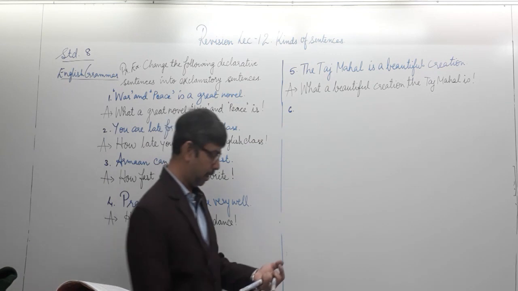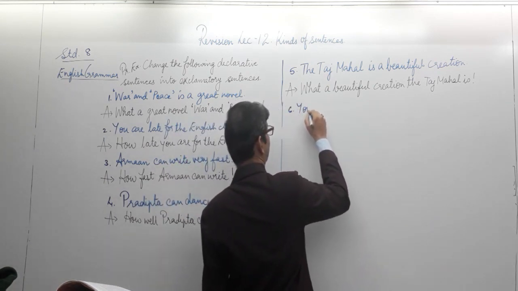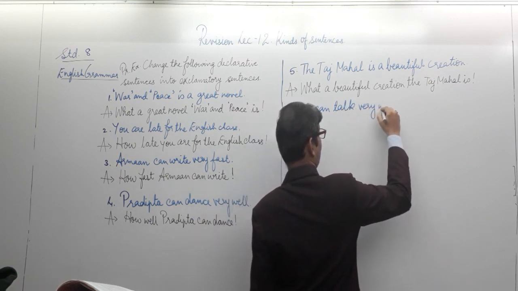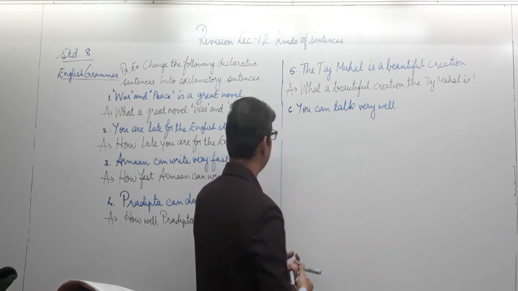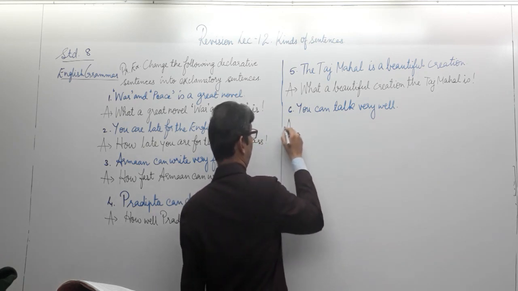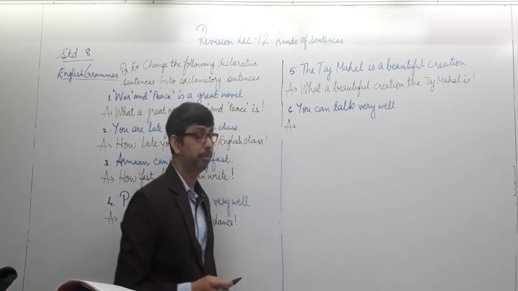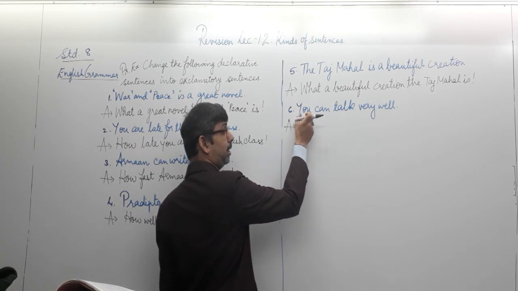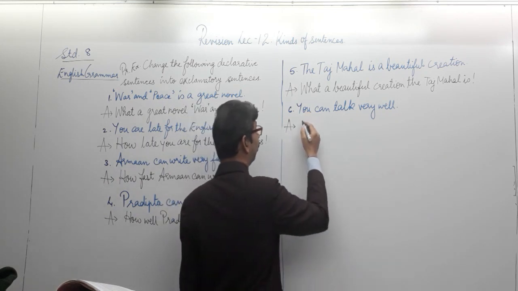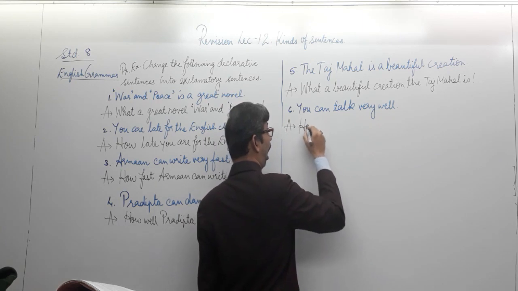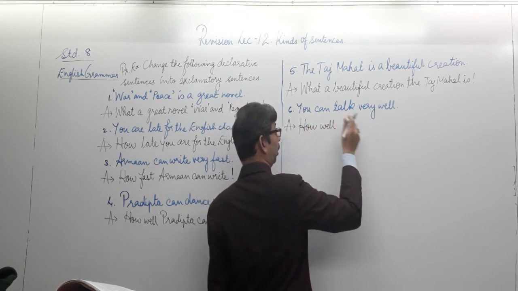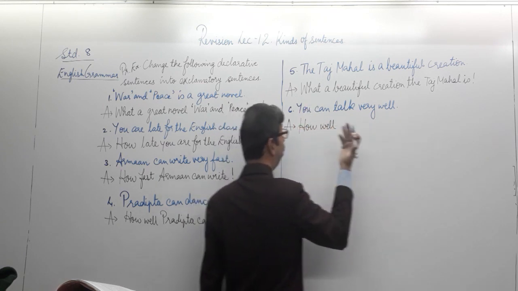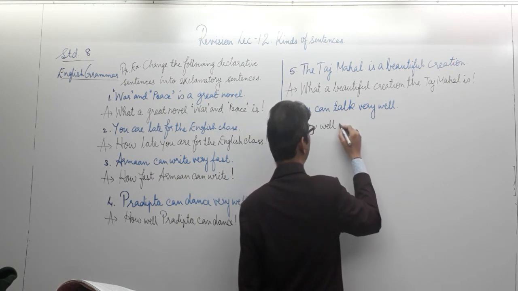You can talk very well. Let's change this into an exclamatory sentence. You can talk very well. So we are concerned about the person you over here. That is the subject part or the noun part. So we will be using how and not what. How well, the quality of doing something well, which is within the person you. So how well, who can talk? You can talk. How well you can talk.